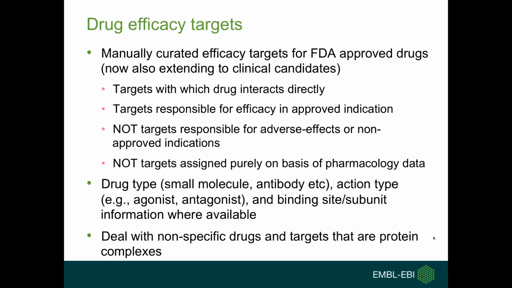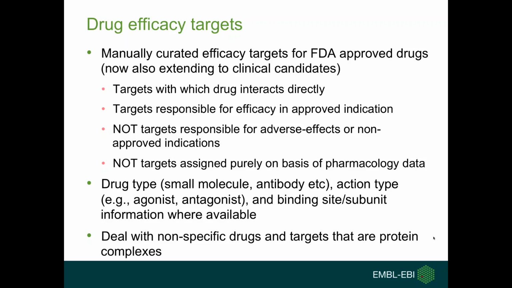And then for the FDA-approved drugs, and also now more recently for the clinical candidates, we try to assign the efficacy targets. We do this manually. So what we mean by efficacy target is a target with which the drug directly interacts and that's responsible for the efficacy in the approved indication. So we're not really considering targets that are responsible for adverse effects, and we're not assigning new targets purely on the basis of pharmacology data. We look through things like prescribing information, published scientific literature, and we really need to find evidence that that target is related to the indication that the drug is used for.